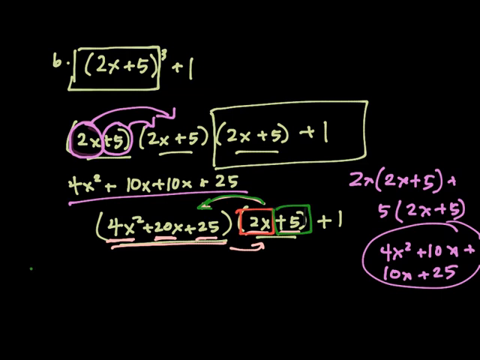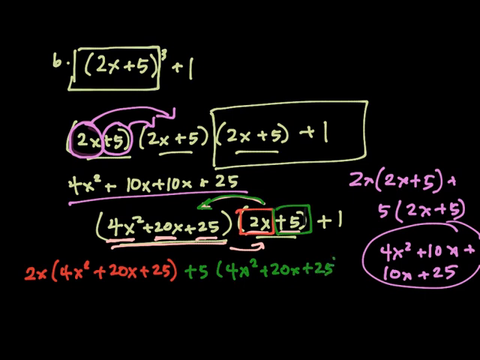So it's going to look like 2x times the trinomial, and then the plus 5 times the trinomial, and then don't forget this plus 1 after the whole thing. Okay, so let's go ahead and distribute.